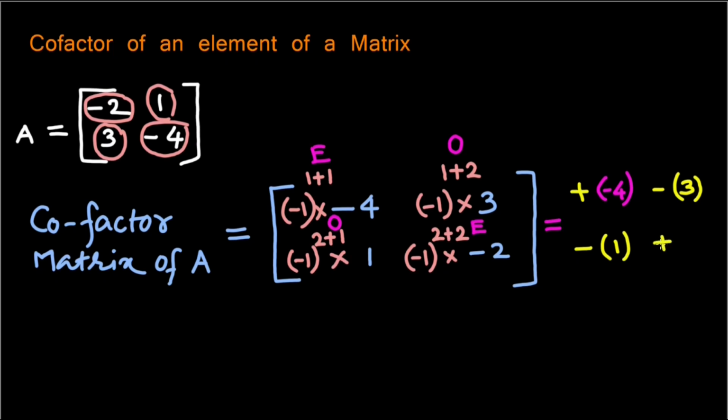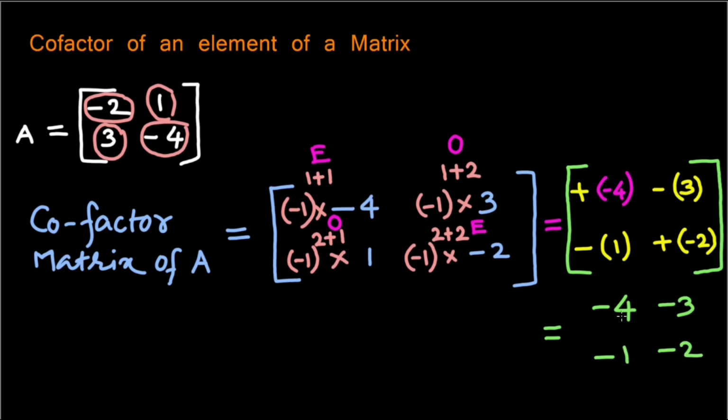So we write plus here, multiplied by this minor minus 2. So this is how we can write the proper signs to the corresponding minors of the elements of matrix A. So the cofactor matrix finally will become minus 4, minus 3, minus 1, and minus 2. So this is how we can write the cofactor matrix of a given 2 by 2 matrix A.